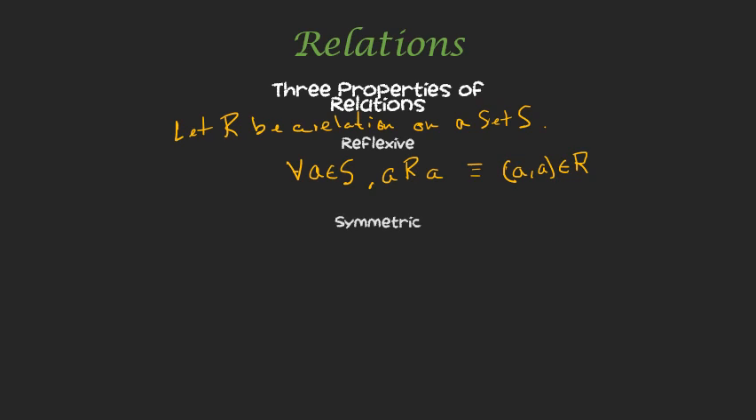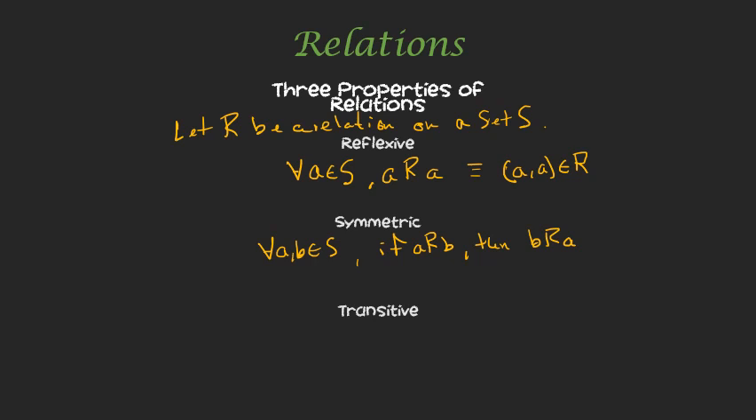We talked about symmetry. This means that the following statement is true for all A, B in S, for all pairs of elements in S: if A is related to B, then B is related to A. So if that happens to be true for every pair of elements, we say the relation is symmetric.